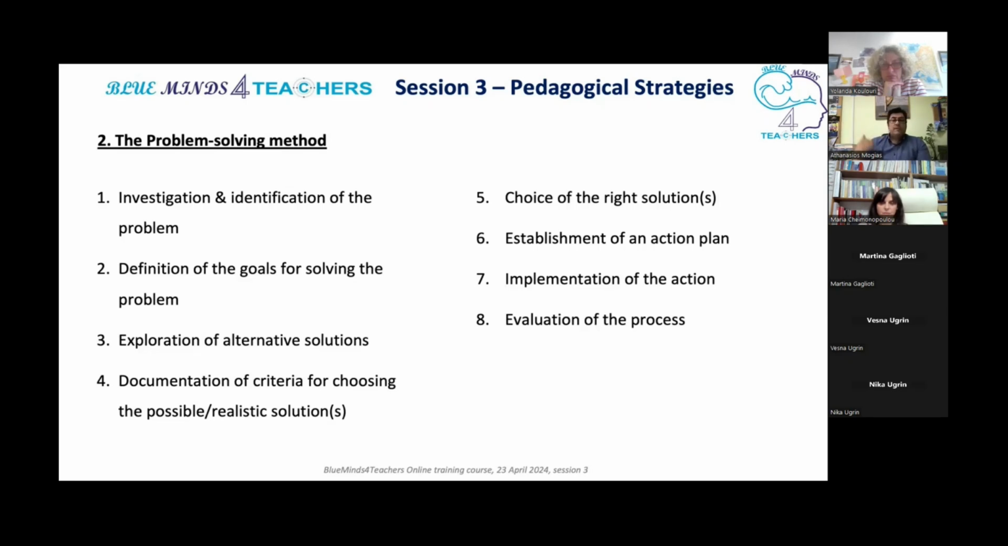So after documenting the criteria for choosing the most possible solution, we go to the next stage, in which, among the tank of alternative solutions, we choose the right solution or the right solutions. And then we establish an action plan, we implement it, and at the end, we evaluate the process.